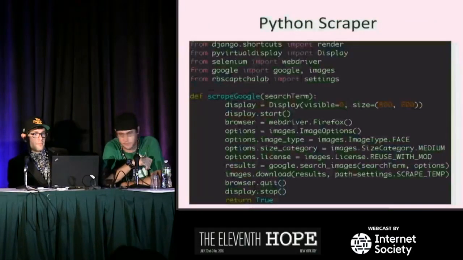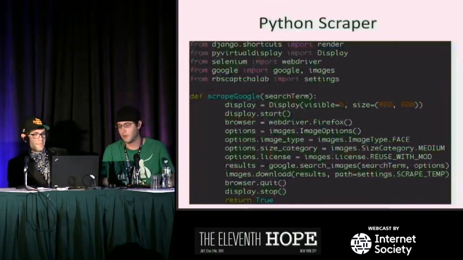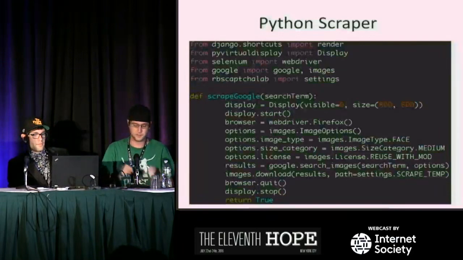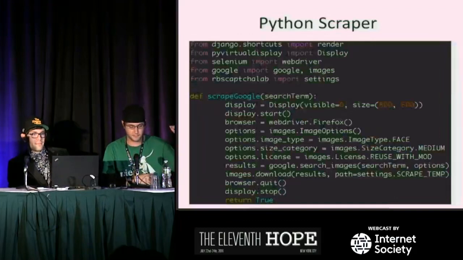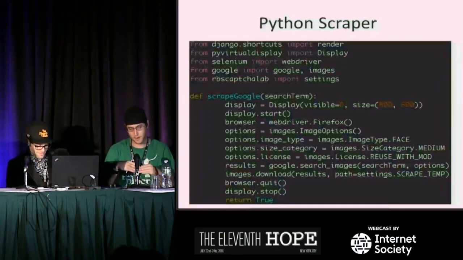All right, so here's the whole Python scraper. It's real short. It's like 15 lines of code. The Python API is actually called Google. Really easy to find on GitHub. And it's awesome. If you do it on a desktop in Linux, it'll actually launch a Firefox window, type your image search into Google Images, rip all the results down, and then close Firefox.